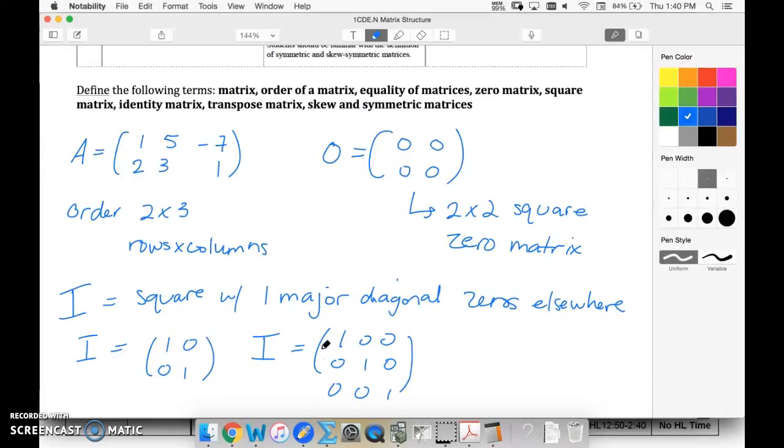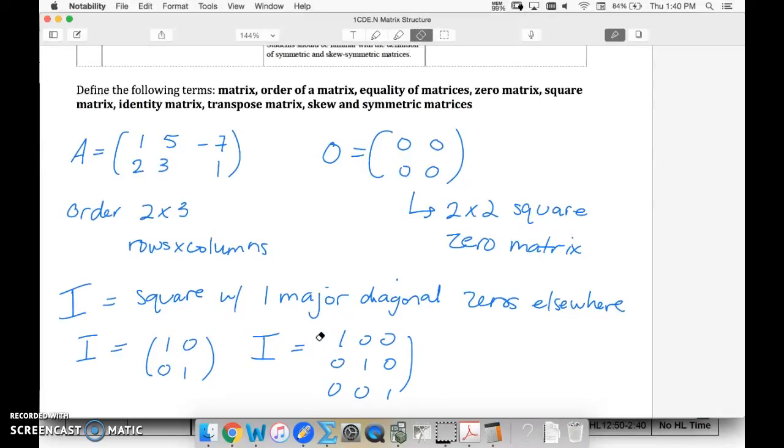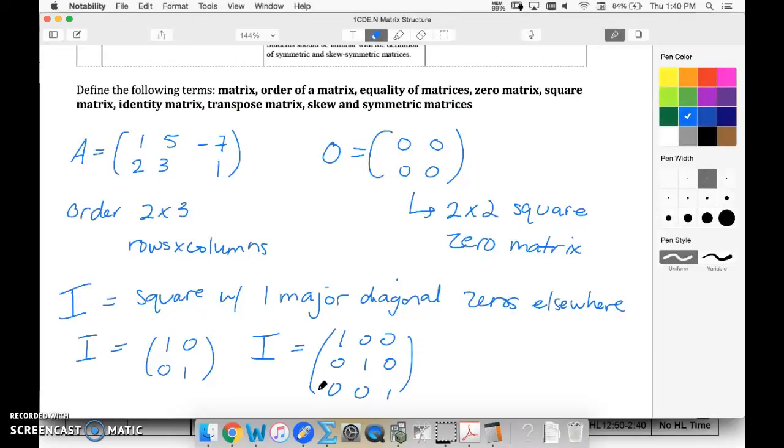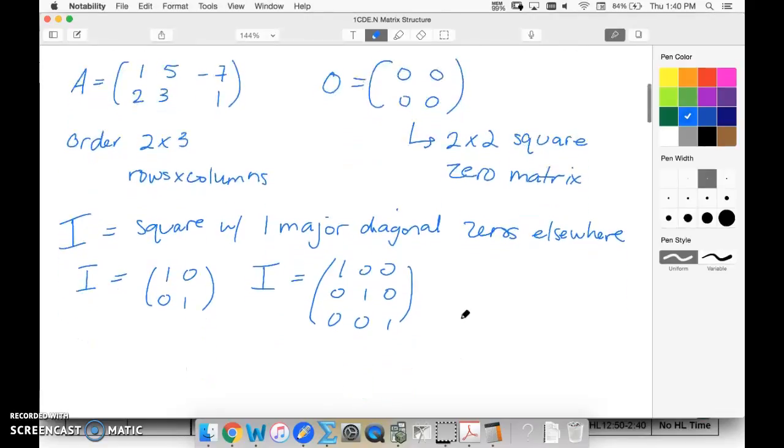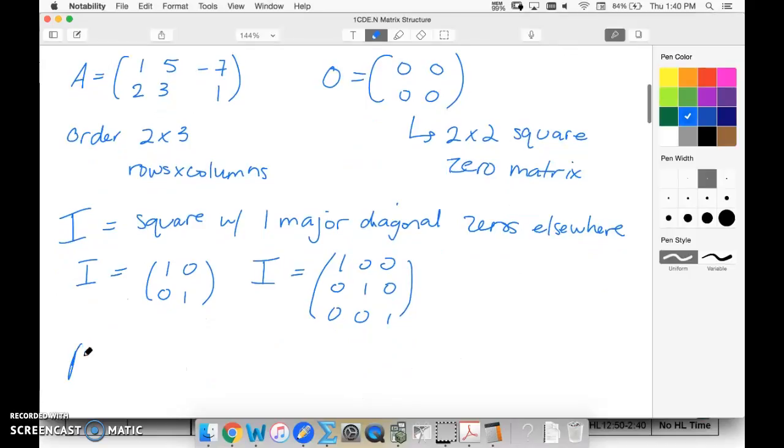For matrices, we can use either parentheses or brackets. Either one of those things is acceptable. Okay, a transpose matrix is where we switch the rows and the columns. So let's do A transpose. We use an exponent of a capital T to denote transpose. So A transpose is going to be 1, 5, negative 7, 2, 3, 1. So notice the order of A transpose is a 3 by 2 matrix. So my order gets switched because my rows and columns get switched.